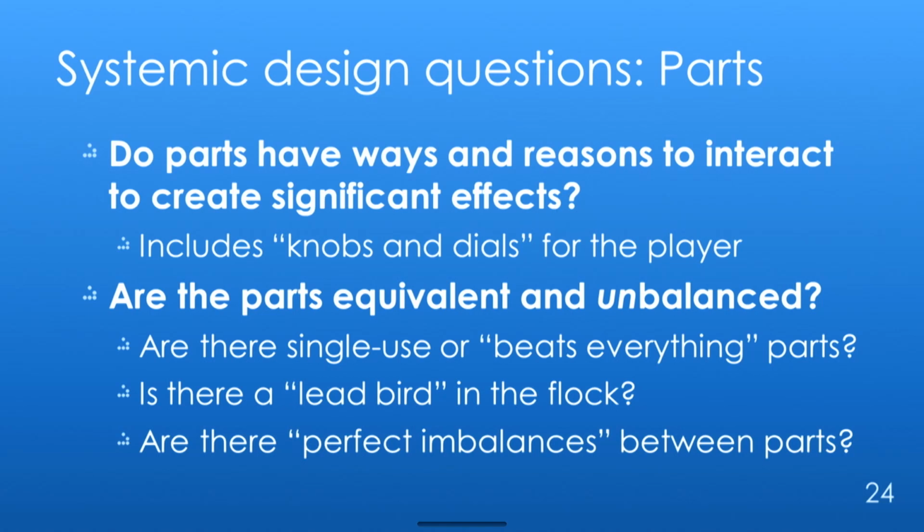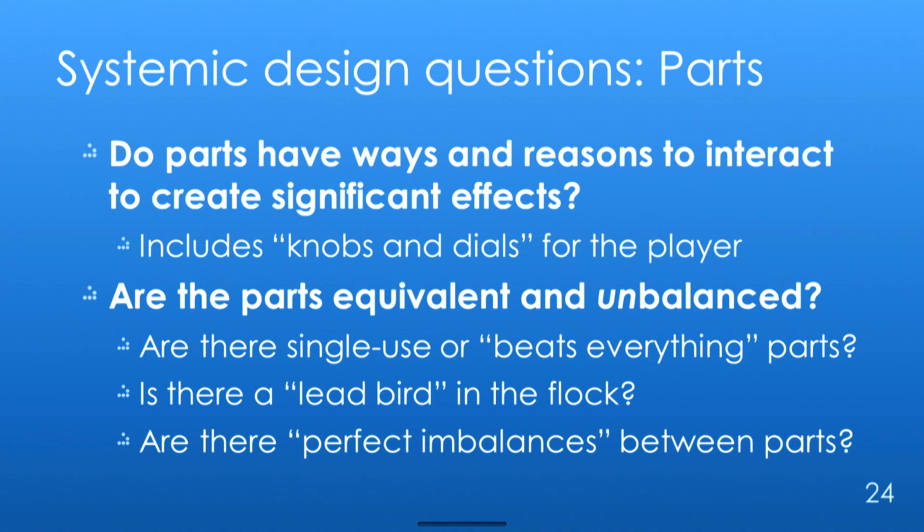Another important one is, are the parts equivalent and unbalanced? And this is a really important one. You want to make sure you don't have, if you get this weapon, you can beat everything in the game. That's unbalanced. That's not perfect imbalance. That's extremely imperfect imbalance. Or I'll see sometimes when someone says, well, literally or metaphorically, I've got a flock of birds, and this is the lead bird. This is the one that decides everybody else, as opposed to them all working together.